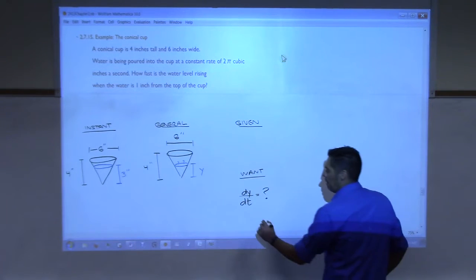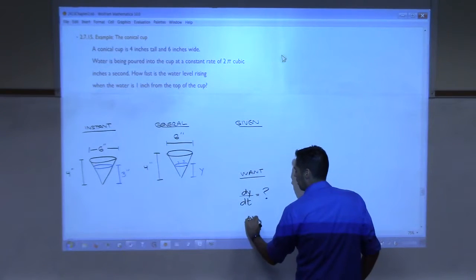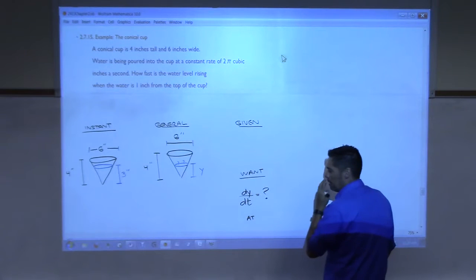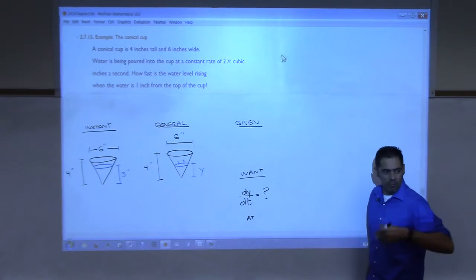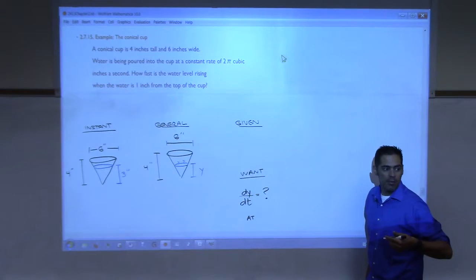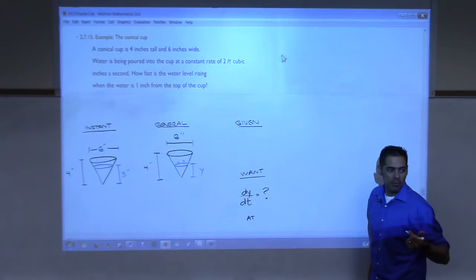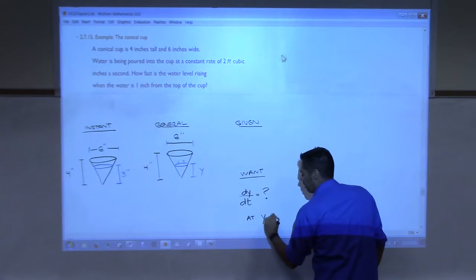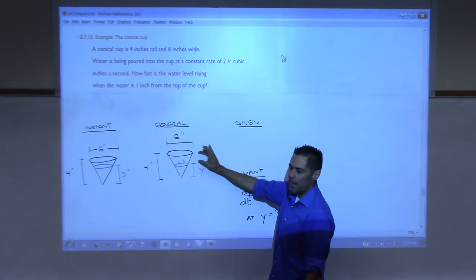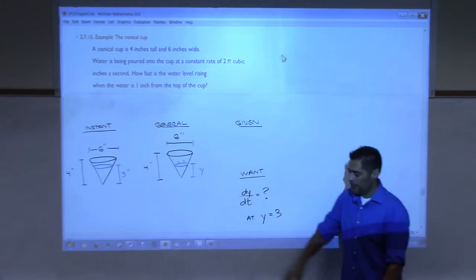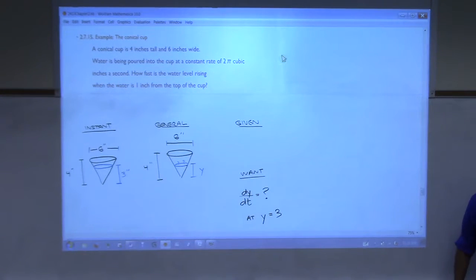We want to know that at what? At 1 inch from the top. At what's 1 inch? Yeah, at 3 inches. 3 inches height. Yes, but what variable? Y, right? At y equals 3. From our picture, y is the measurement of the height. 1 inch from the top meant that y was 3. Agreed? Okay, what are you given though?